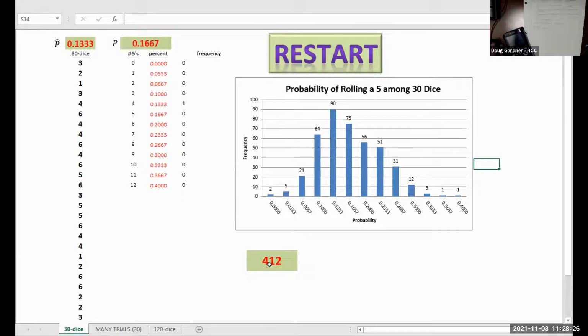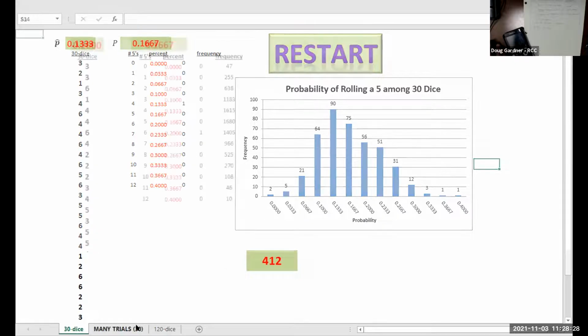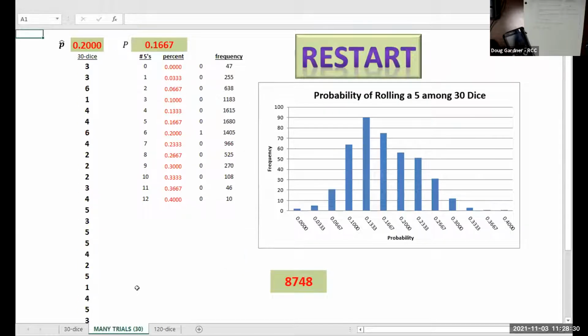So that's 412 trials. Let me flip over here to 8,748 trials. And again, let me turn on the data labels.